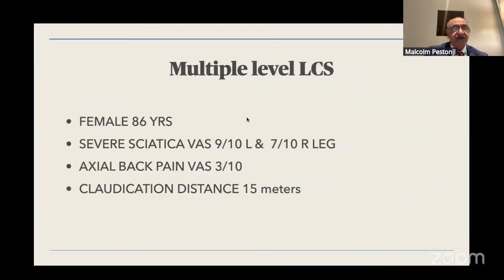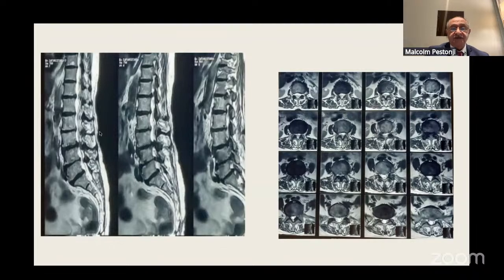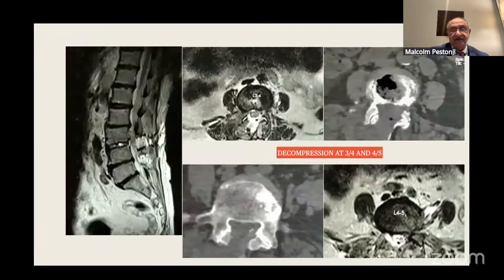Let us see this patient, an 86-year-old female, severe sciatica, same story, but back pain is less, claudication distance is horrible. And what you see here is a 3-4 stenosis, but in the subsequent cuts, you can see that there is foraminal stenosis and stenosis at 4-5. So what you see here is a 3-4. And then what you see below down here is the 4-5. I put the entire MRI plates for your referencing.